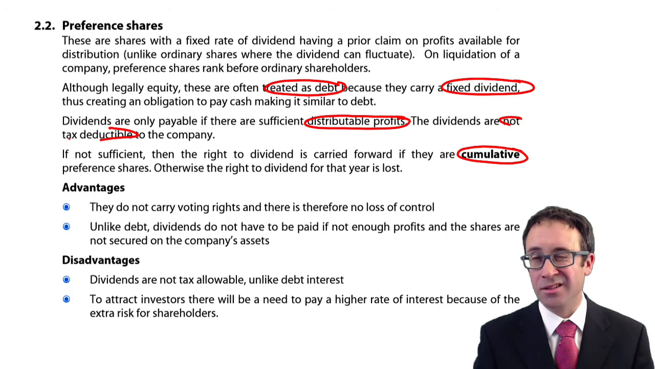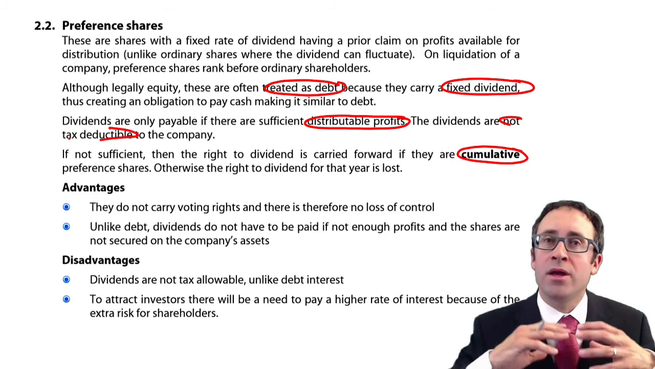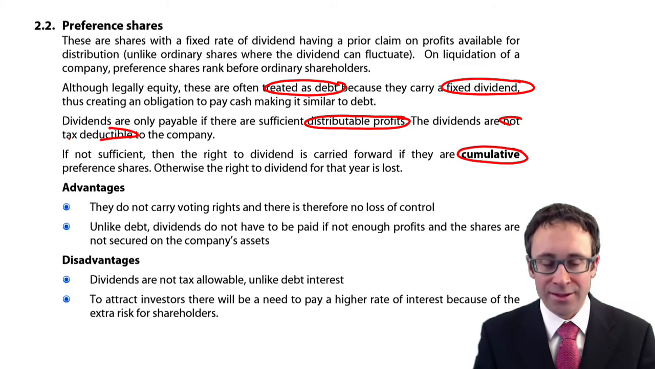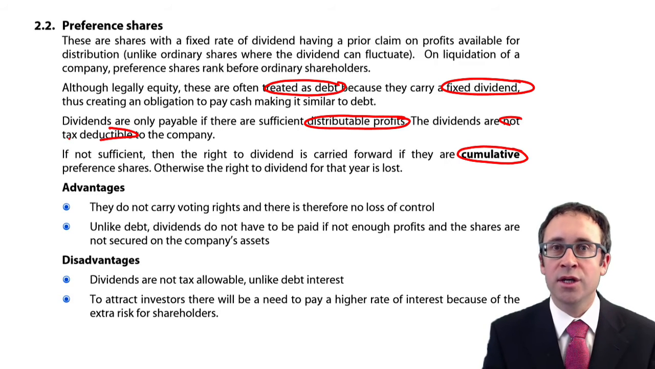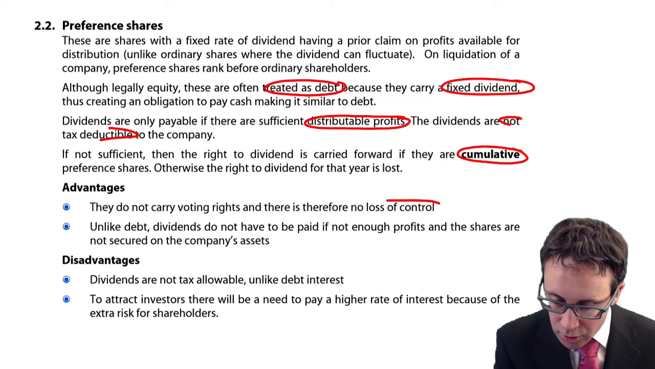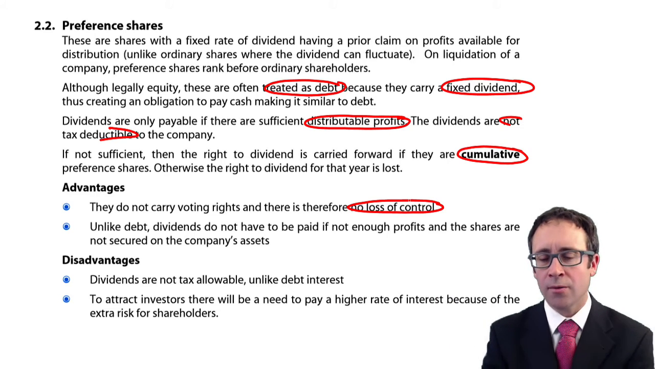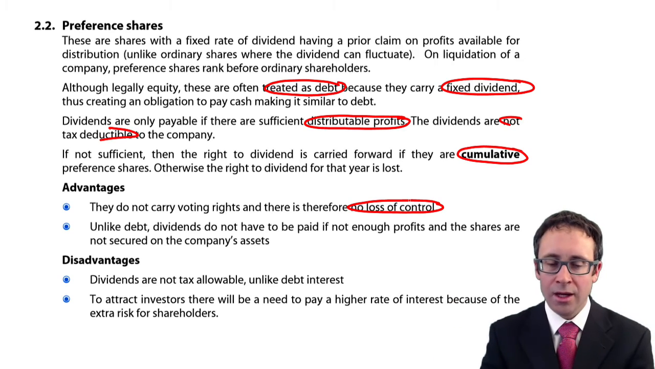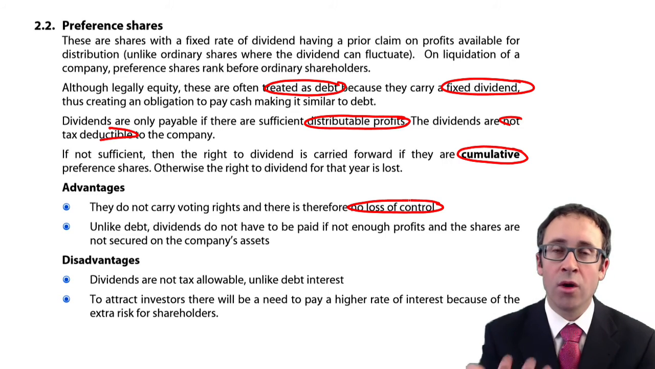Okay, excellent. Advantages, disadvantages. Again, this is looking at it from a company perspective, not from an individual's perspective, so not from the investor's perspective. But the key bit there is that if you issue preference shares, there is no loss of control. They don't carry voting rights. You know that from previous studies, don't we? But if you were to offer equity shares, then there could be some form of loss of control. And then unlike debt, dividends do not have to be paid if there's not enough profit.